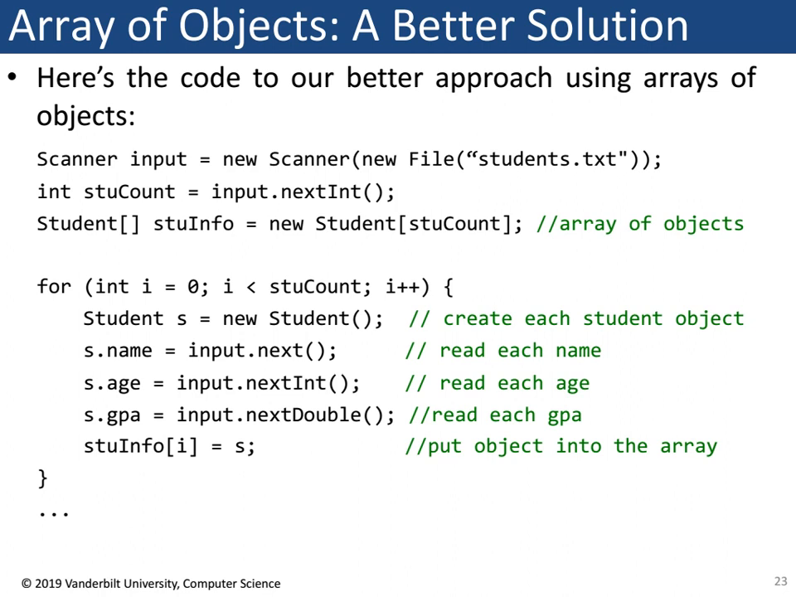Then we will update the value of I by adding 1 and begin to process the next student. So we'll create another student object. So every time this for loop executes, we're creating another student object, storing it in s, getting the next student's information from the file, and then storing the reference to this populated student object in element I.